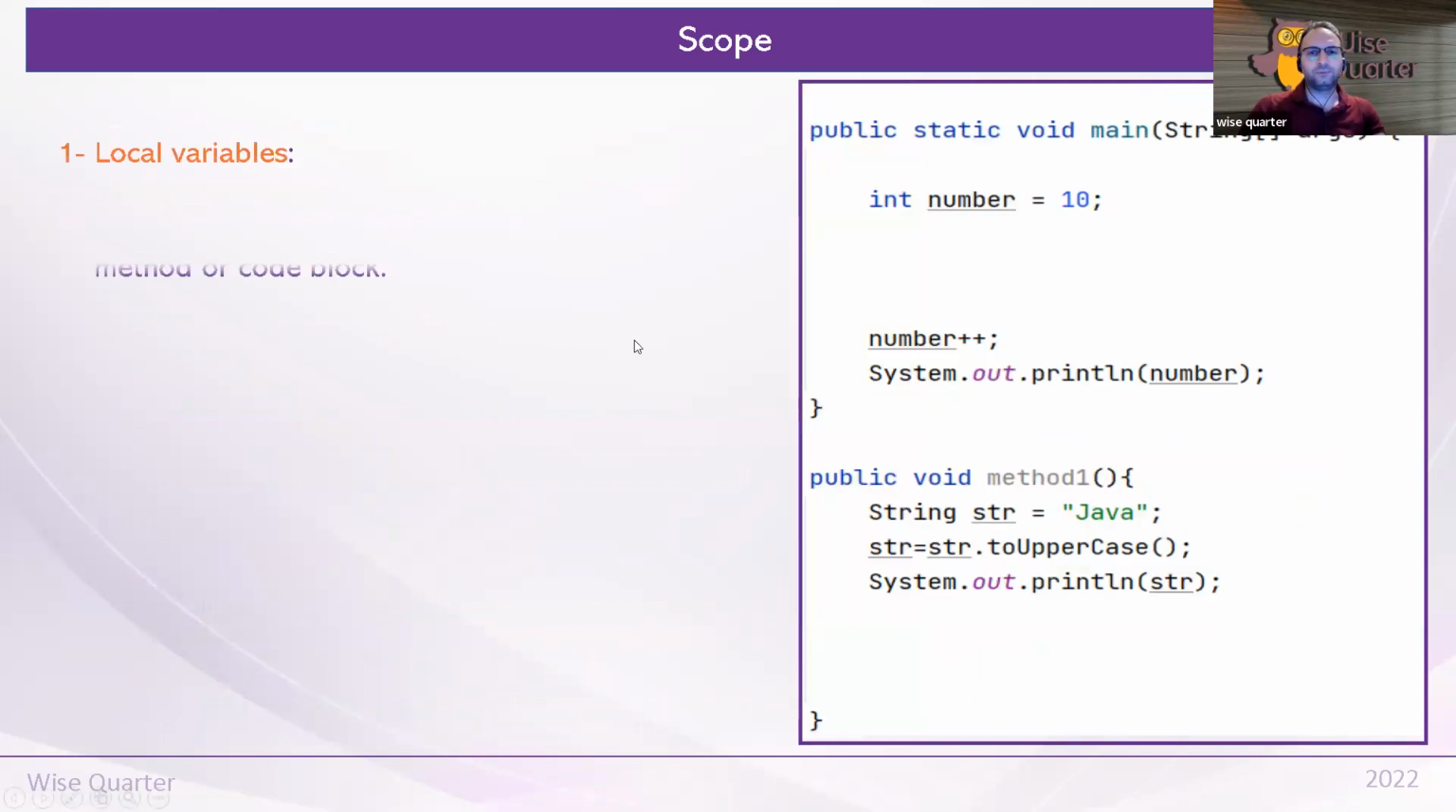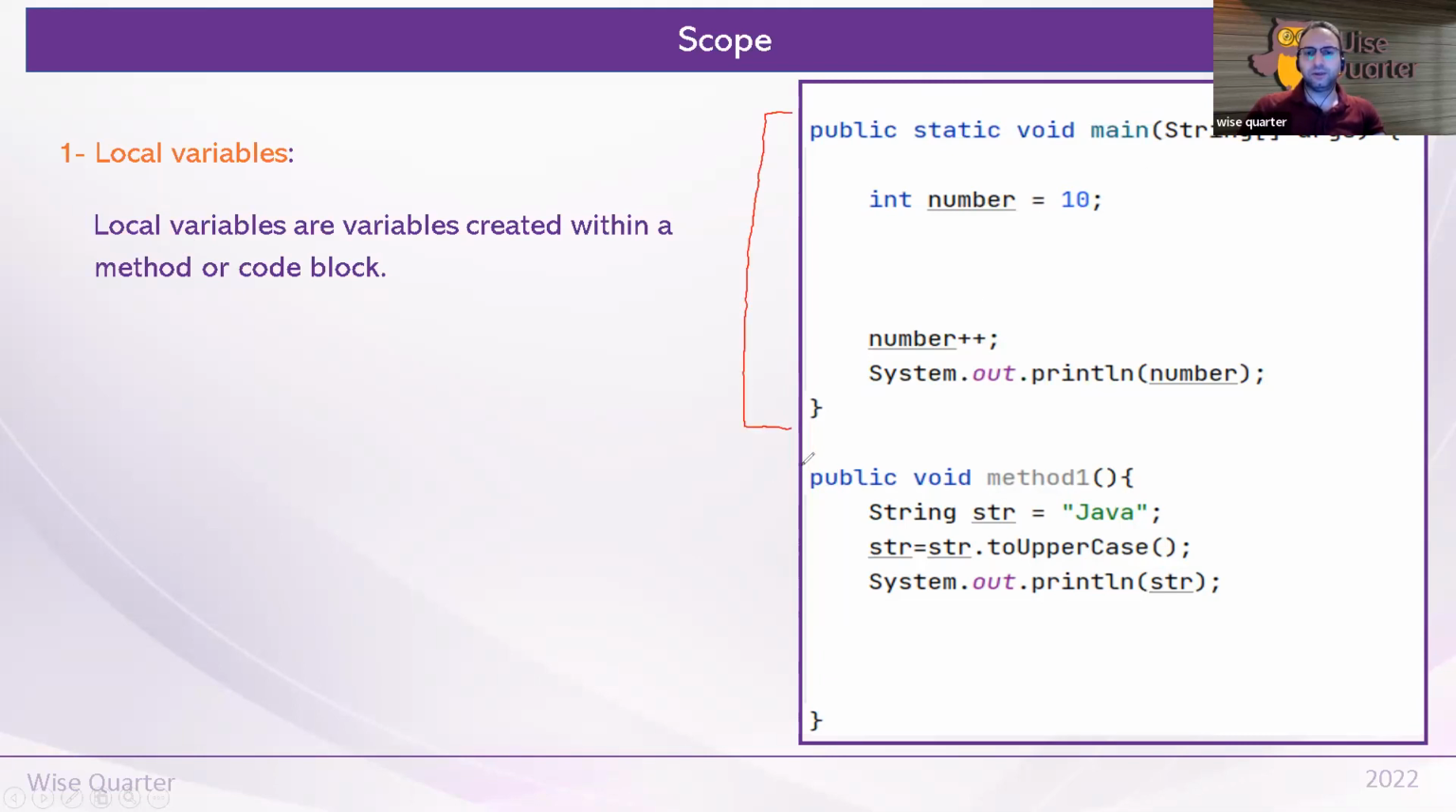Okay, scope. Yes, local variables means it's created in a method or code block. We have the main method here. This is the main method starting and ending here. And this is another method. The second method is not static. The first main method is static, as you can see. But don't worry about that for now. I just wanted to mention that.